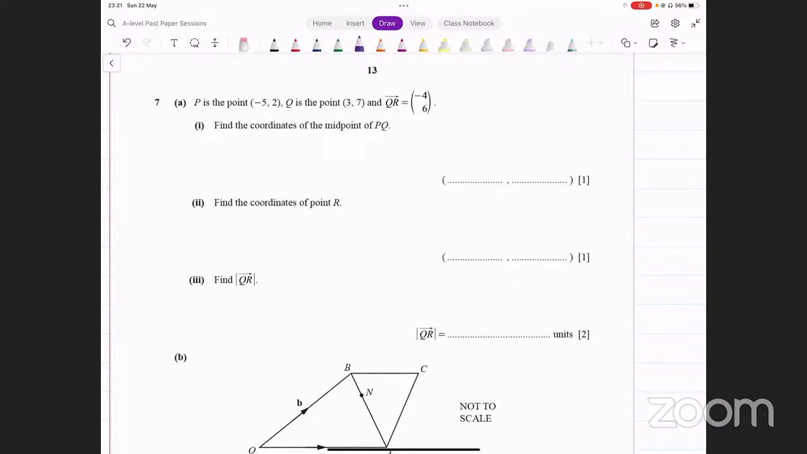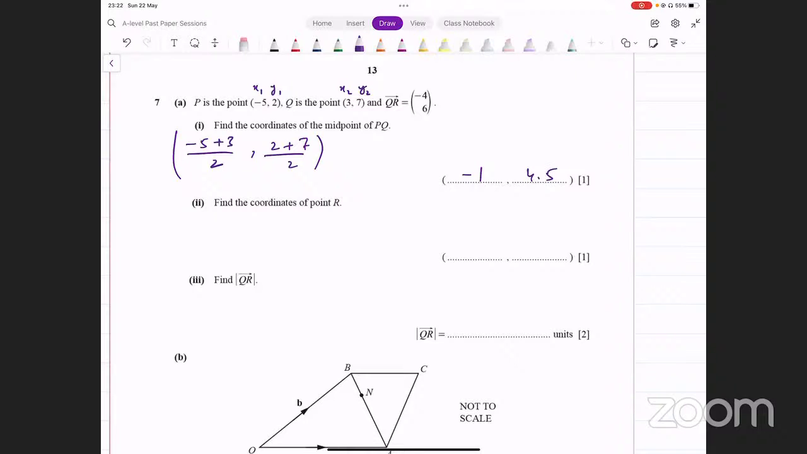Midpoint find करना है. Midpoint का formula apply कर दें. (-5 plus 3)/2. This is x1, y1, x2, y2. So (x1 plus x2) over 2, (y1 plus y2) over 2. And that's going to give you the result. -2/2, that's going to be -1. And 9/2 is 4.5. ये आपके पास midpoint आ गया.